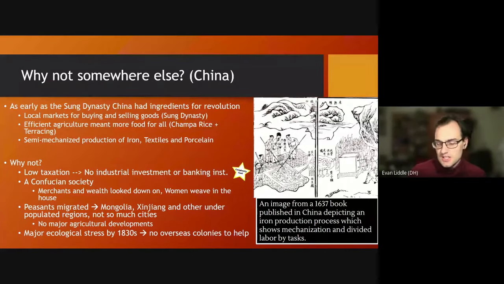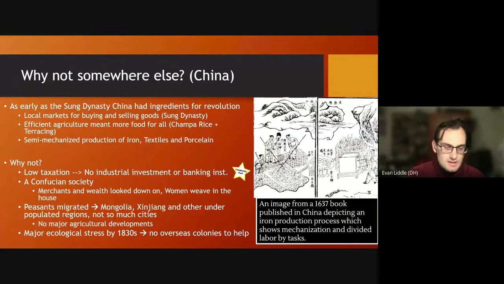Additionally, the concept of women actually leaving the home and going to a factory to work would have been very, very much looked down upon in a Confucian society. Now, while there was a population boom in China under the Ming Dynasty and the early Qing Dynasty, these peasants did not go to the cities. These peasants instead migrated to other agricultural lands in Mongolia, in Xinjiang, in what we now call Manchuria. And so the cities didn't see a large influx of laborers that could potentially be a future industrial labor force.